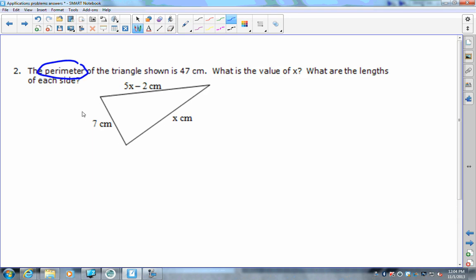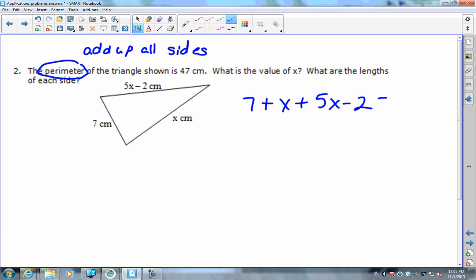All the way around. But what do you do with all of this around it? Do you add, multiply, divide? Yeah, so we're going to add up all sides to find my perimeter. So what that means is I've got 7 plus this side is x plus the other side is 5x minus 2. And that equals my perimeter, which is 47.